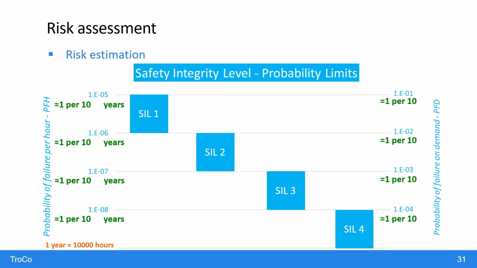SIL 1 corresponds to 1 dangerous failure per 10 to the power of 1. SIL 2 corresponds to 1 per 10 to the power of 2. SIL 3 corresponds to 1 per 10 to the power of 3. And SIL 4, used mainly in the process industry, corresponds to 1 per 10 to the power of 4. Now, let's move forward and see how these safety integrity levels are selected during the risk estimation process.